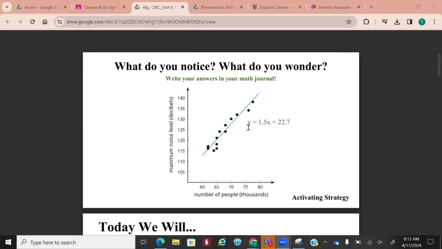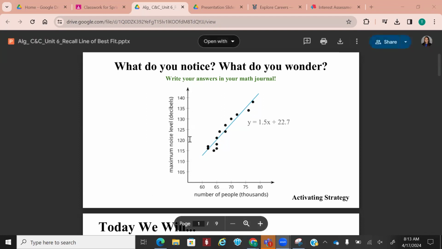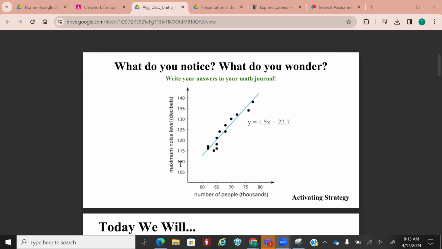Okay, the first thing you always want to do when you look at these things is look at your X value and your Y value. That tells you a story about what's going on in the graph. So what's happening here? Look at your X, look at your Y value. So what does it say on the bottom? Number of people. And then what does it say on the y-axis? Maximum noise level, right? Maximum noise level. So the more people we have, the louder it's going to be. Does that make sense? Feel like everybody got that. Okay.